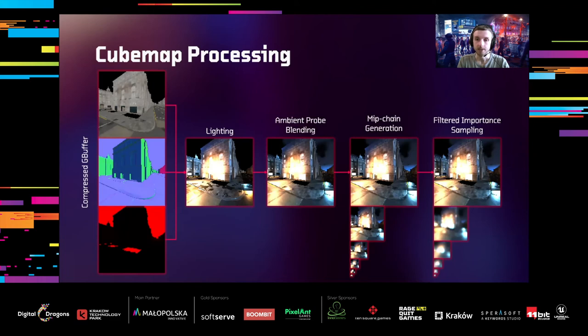This slide hopefully should give you a good sense of how the cube map processing looks visually. Here we can see and follow the execution flow from compressed G-buffer to lighting, to ambient probe blending, to MIP chain generation, to filtered importance sampling.